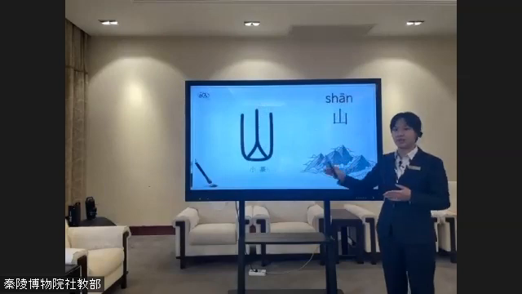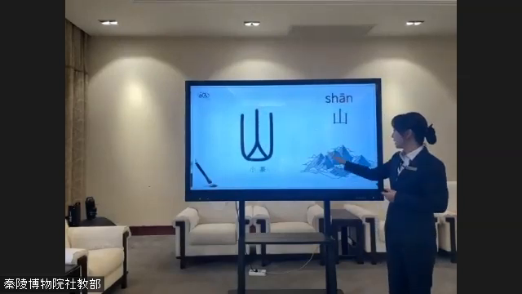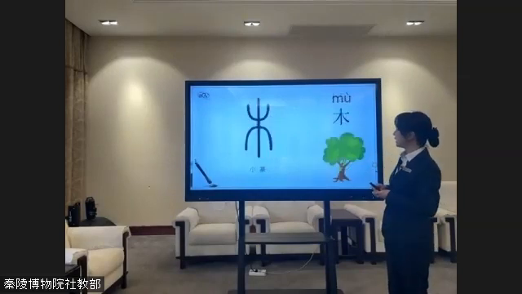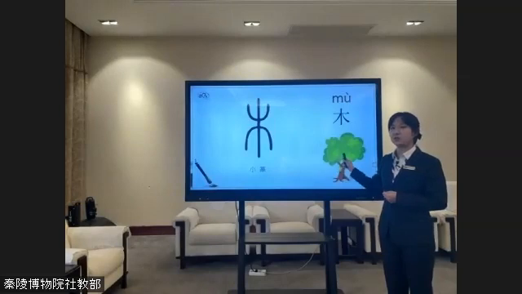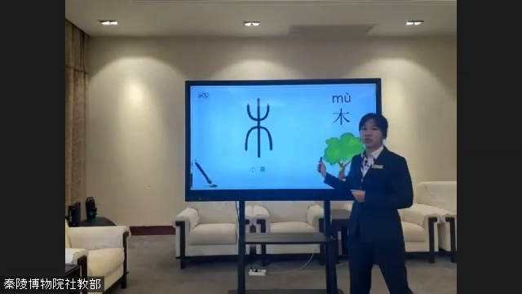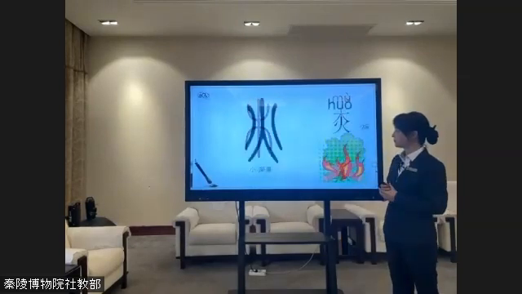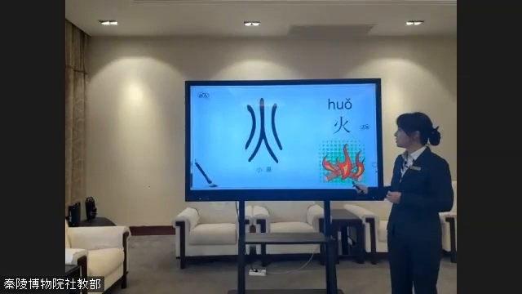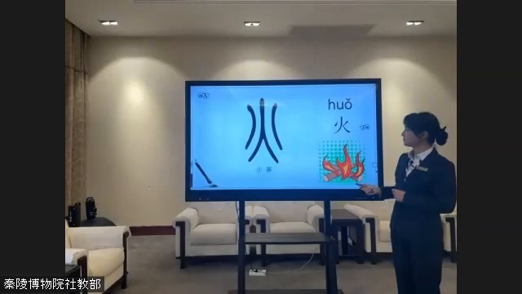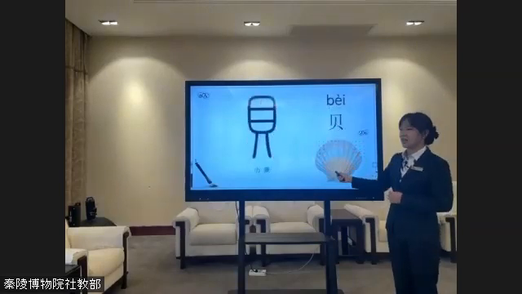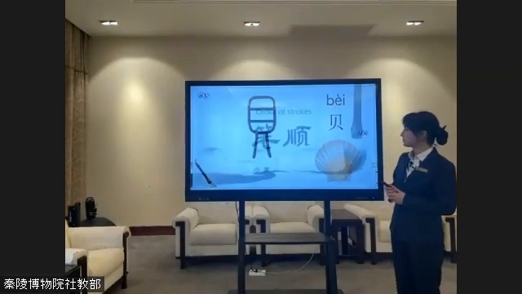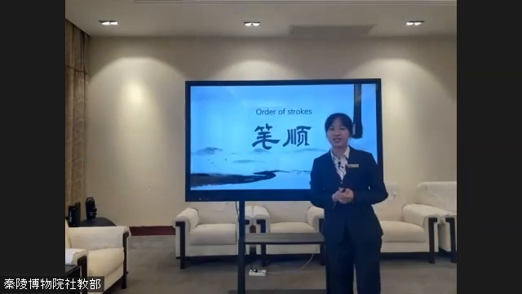And next one here, we have the shan, that's mountain. And it looks like the mountains over here. And this one is mu, that's kind of like a wood. So the wood is made of a tree. So that looks like a tree in Chinese character. And here we have fire. So those strokes just like the flaming fires. And this one is the shell, 贝壳的贝 in Chinese, shell. So all those we'll try to practice them later.